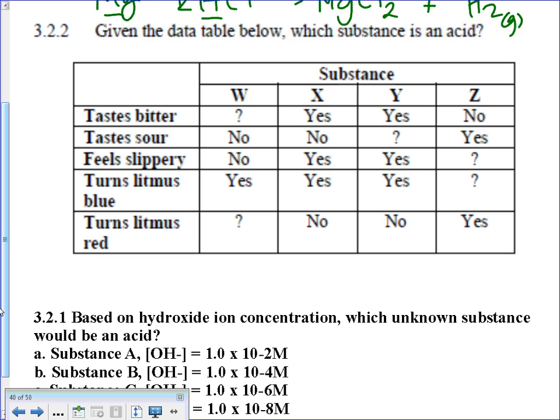So, you see your 2 yeses. You're like, yep, it's sour. Yes, it turns litmus paper red, like blue to red acid. And then the other ones kind of disqualify because we have bitter and bitter on X and Y, so they're out. Why is W out? Because it turns blue. Right, and blue is base. There you go. Cool. We got Z is the correct answer.